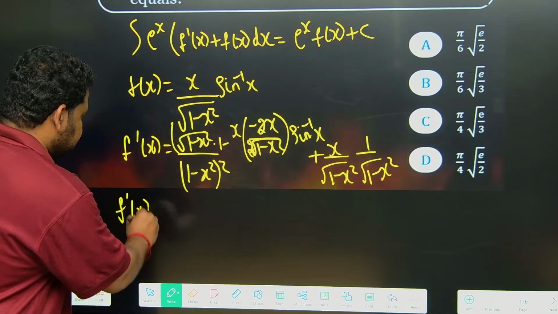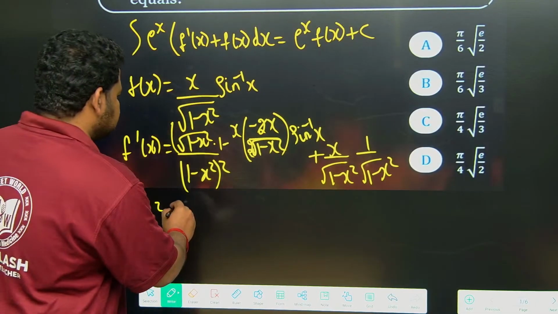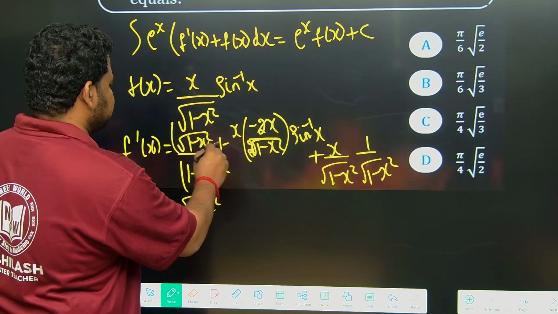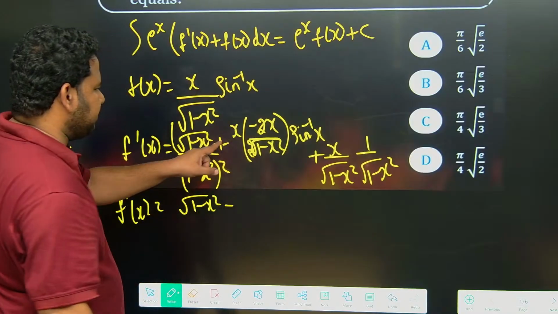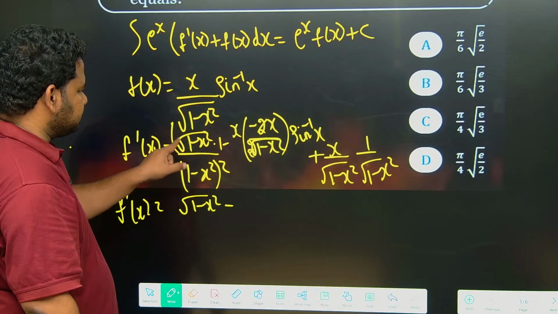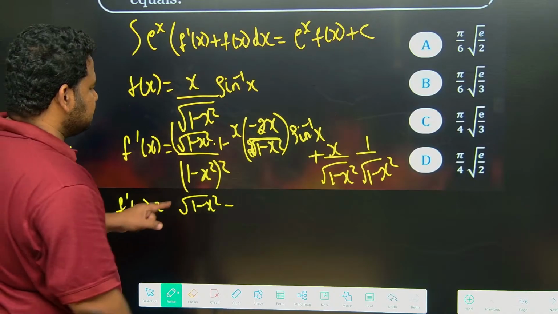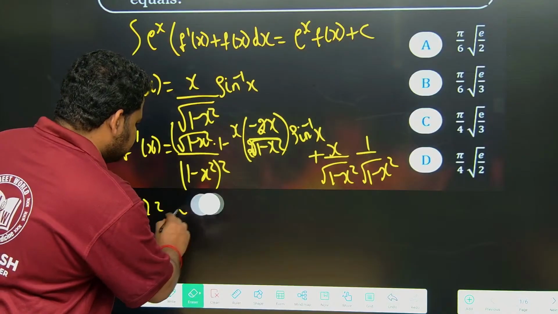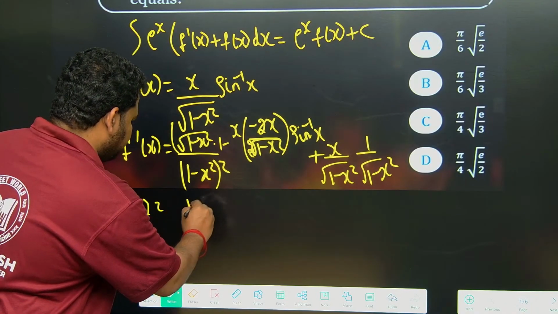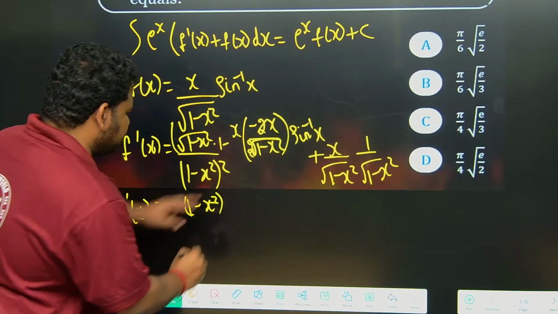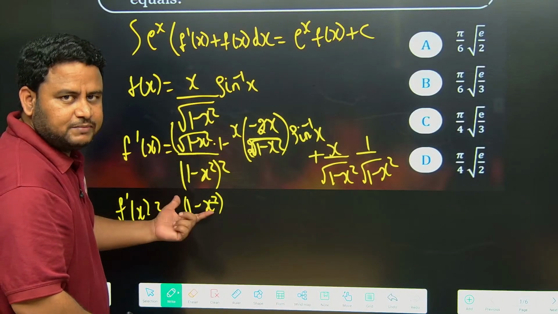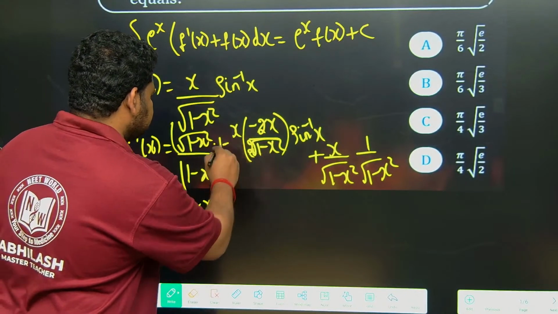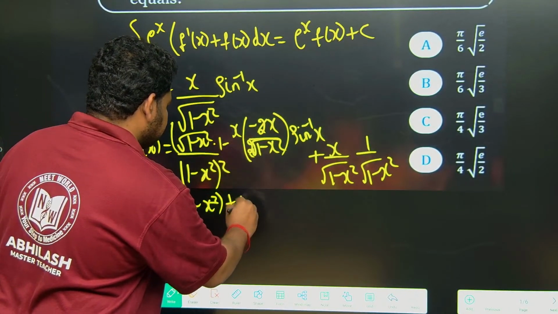See here, f dash of x is equal to square root of 1 minus x square minus what do I have? So this is square root of 1 minus x square into 1 minus this. If I take LCM, instead of that square root of 1 minus x square, I'll get 1 minus x square. Square root of 1 minus x square into square root of 1 minus x square is 1 minus x square. So 1 minus x square, this is minus into minus will become plus x square.